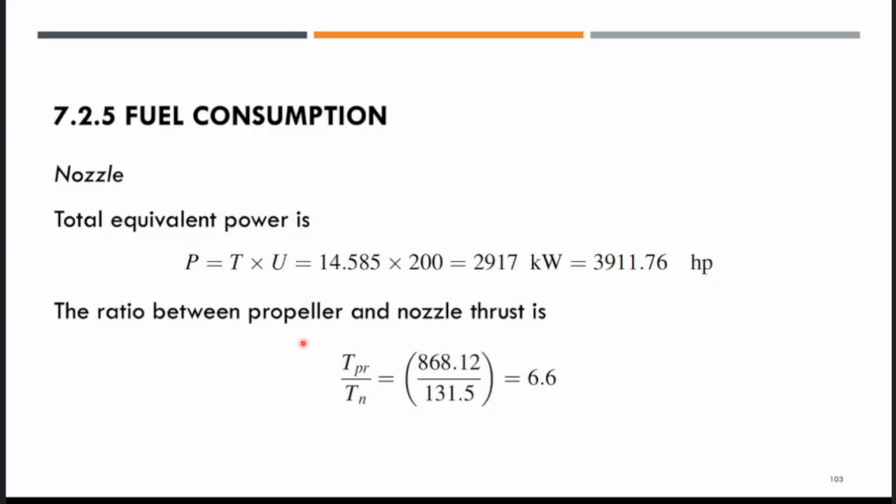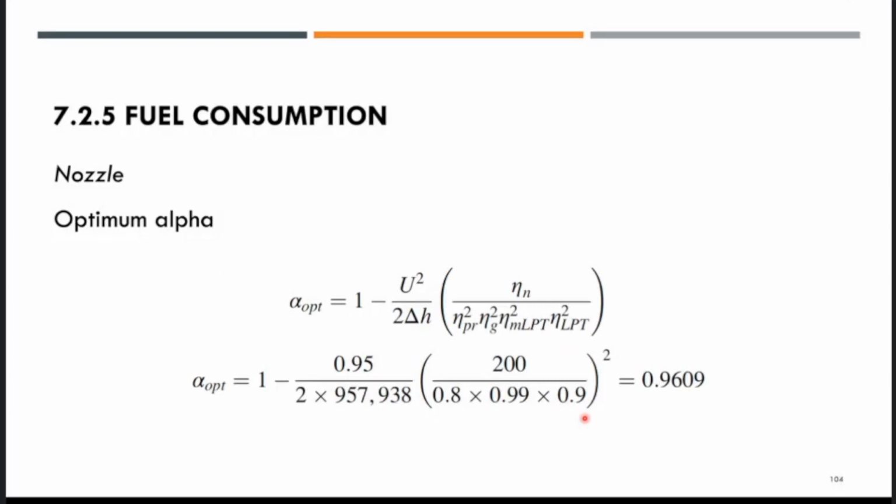Total equivalent power, okay, P equal to thrust times the velocity, you can get 3,911.76 horsepower, and the ratio between the propeller and the nozzle thrust is 6.6 value. Optimum alpha, so you just use the equation to find optimum alpha, and you will eventually get this value of 0.9606.